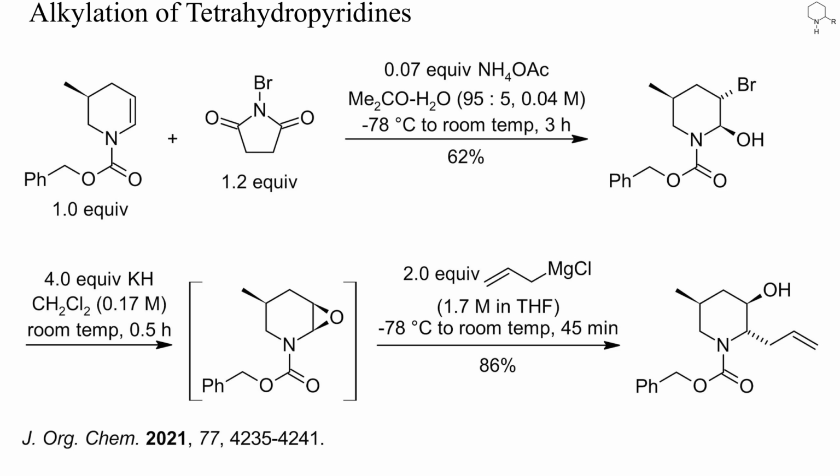Tetrahydropyridines can also be converted into epoxides and then alkylated with a carbon nucleophile. Here, the epoxide was generated in 2 steps by hydroxybromination and base-induced ring closure. Reaction with allylmagnesium chloride then yielded the target piperidine.